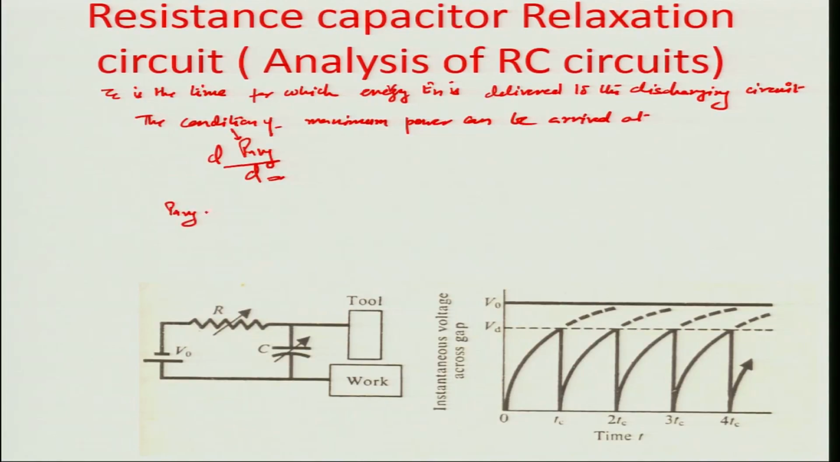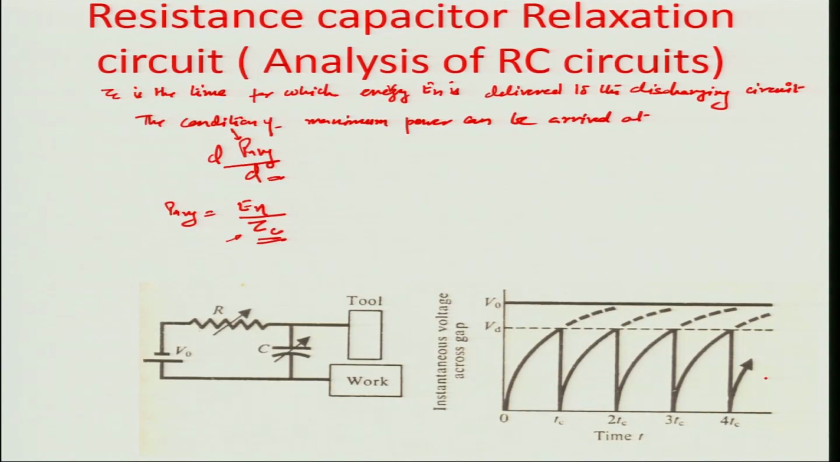Average power is nothing but the amount of energy which has been discharged into the gap by the discharging circuit per unit of the time for which the energy En is delivered to the discharging circuit. So let us consider that time to be Tc, the time that it takes to discharge the tool completely, and so this can also be considered as the spark time for a single spark event.